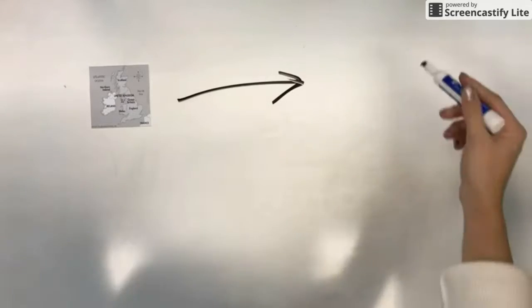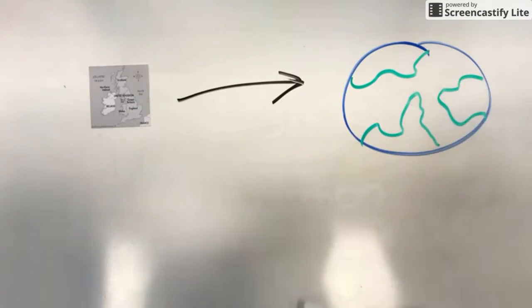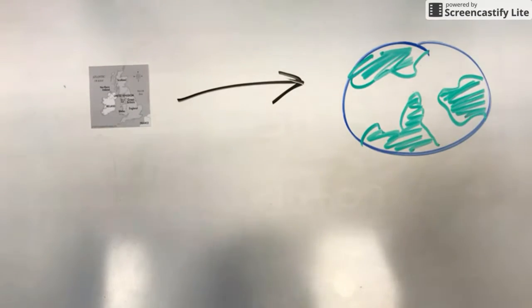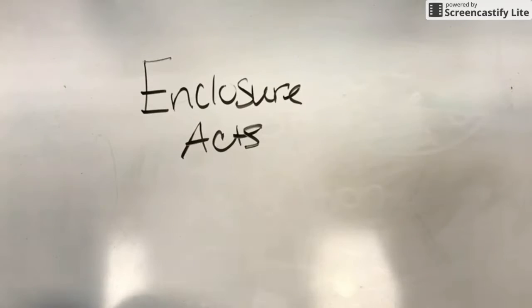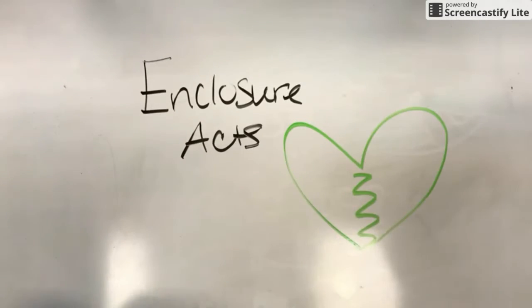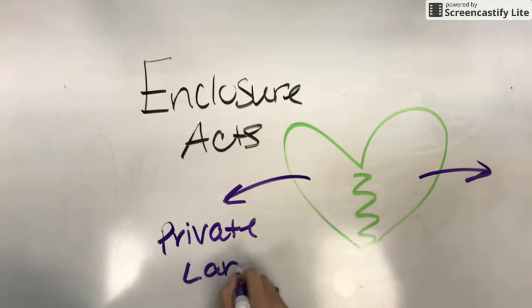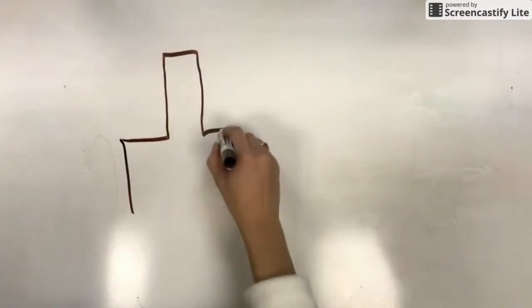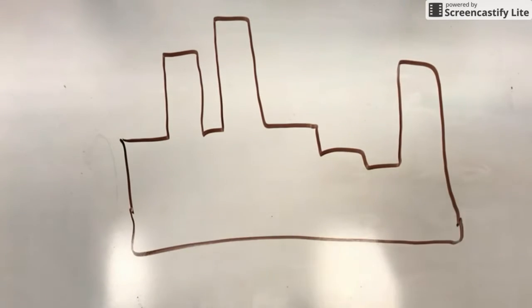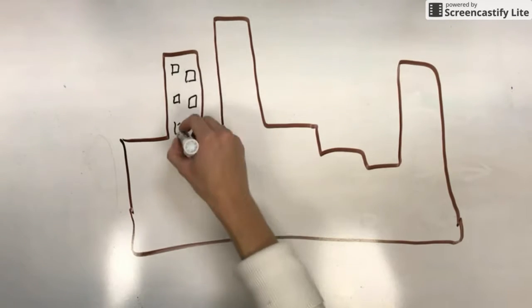The Industrial Revolution. The Industrial Revolution started with Great Britain in 1750 and then soon spread throughout the world. The Enclosure Act separated the common lands from the private lands. This pushed peasants into cities in search for work in the industrial field.